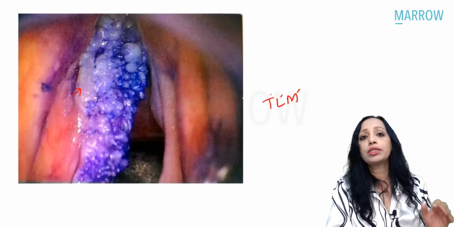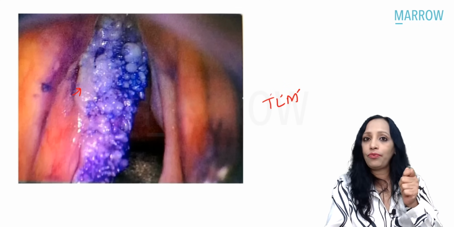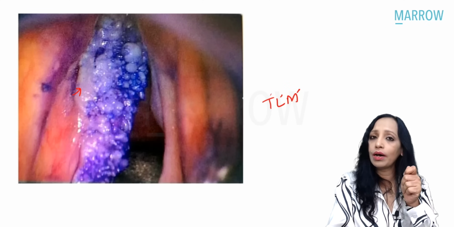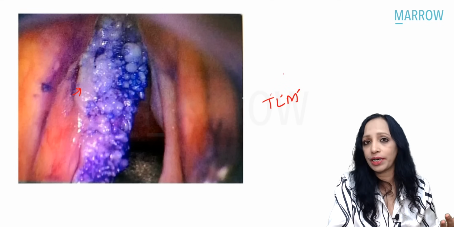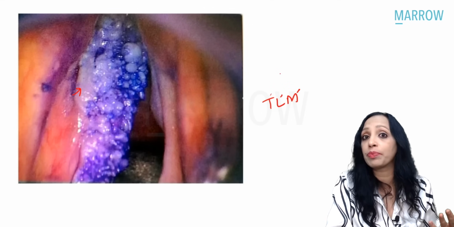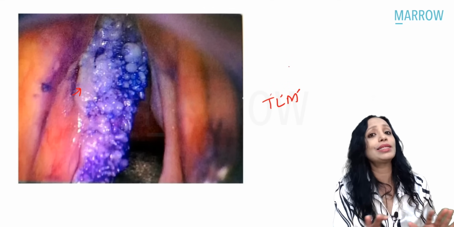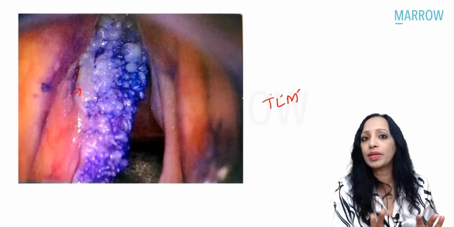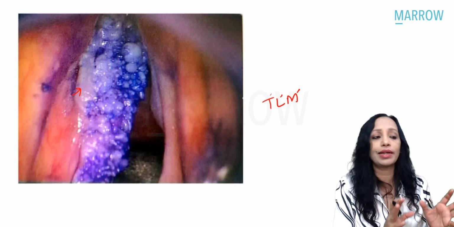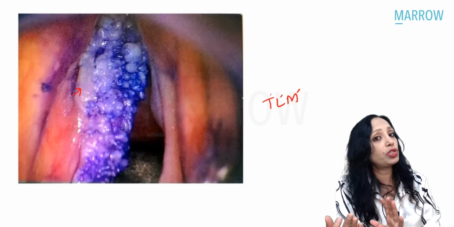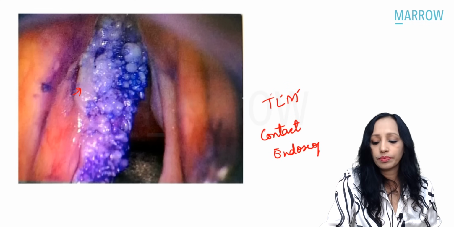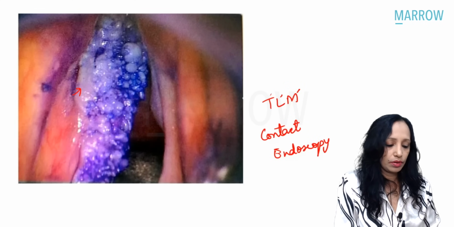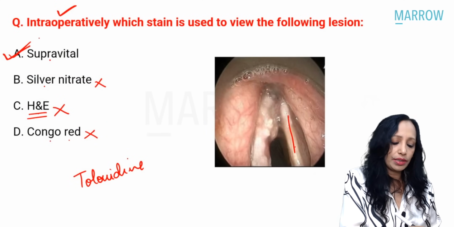What is done there is we stain with methylene blue and then we put an endoscope, which gives us highly magnified pictures, 60 times to 150 times magnification, which helps us to view the cells and the blood vessels of that area very nicely, which gives us an idea which area is malignant and which area is not malignant. That is what is known as contact endoscopy. So the answer here is supravital stain.